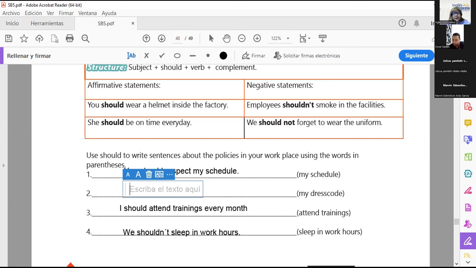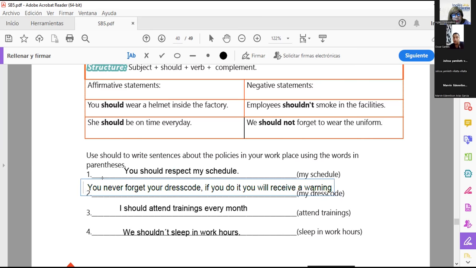In number two, teacher, you never forget your dress code, because if you do, you will receive a warning. Okay, something like that. You never forget your dress code. If you do it, you will receive a warning. Good ideas.